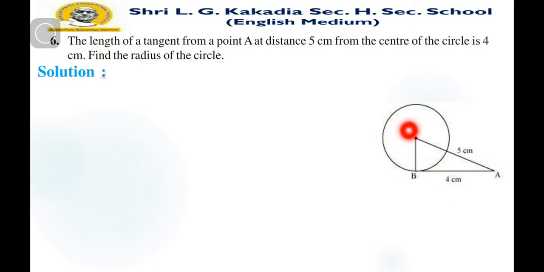We know that OB is the radius and AB is a tangent. So OB and AB are perpendicular to each other. So this triangle OBA is a right angle triangle. So by the Pythagoras theorem we can easily find OB.